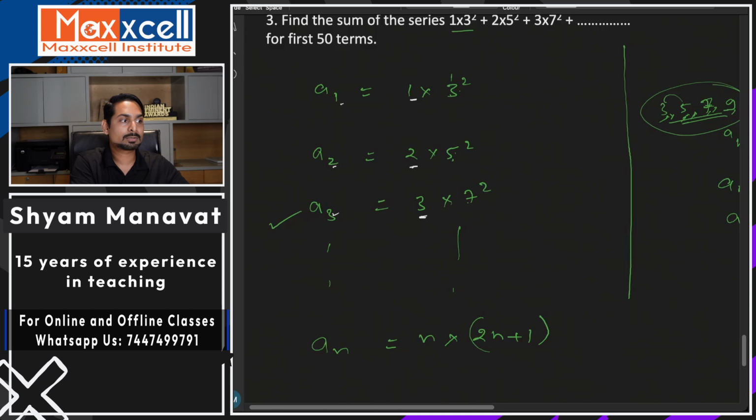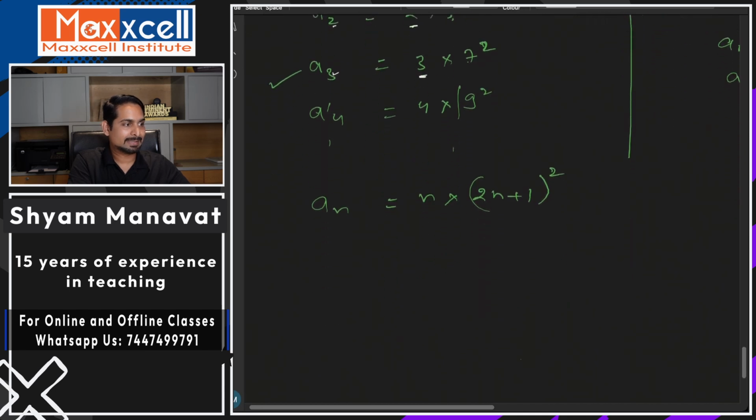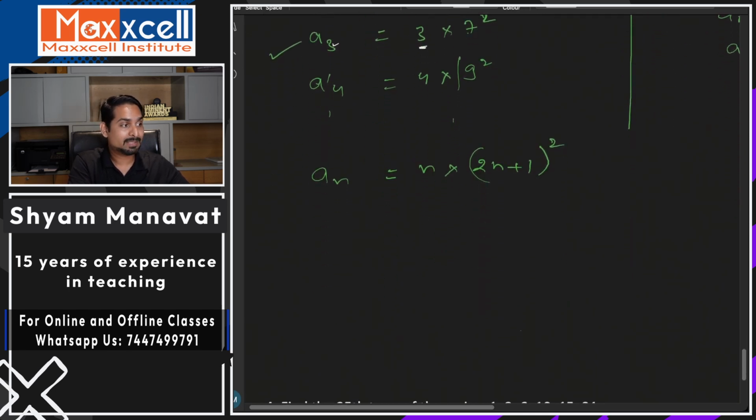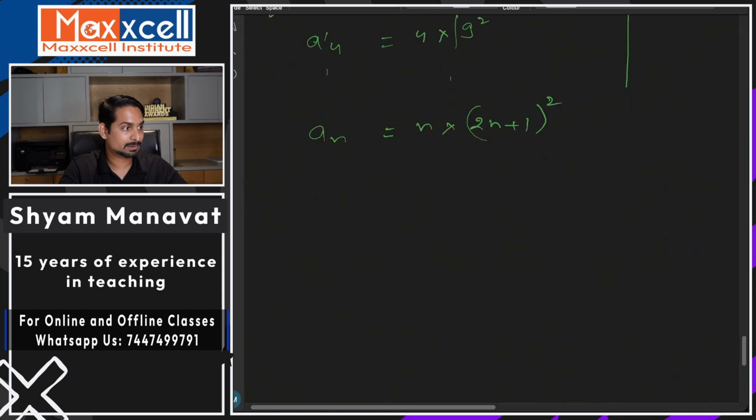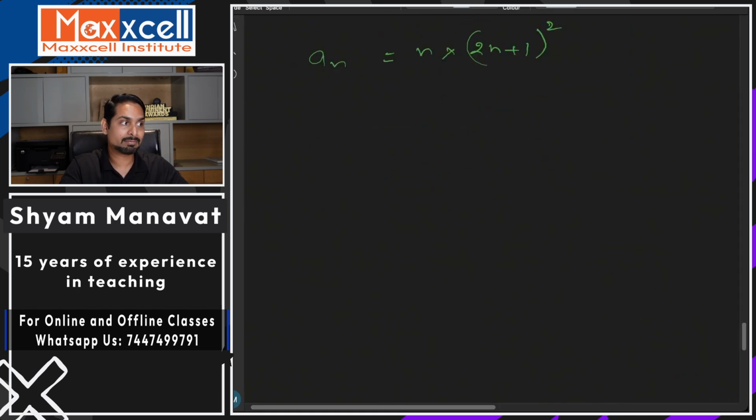And all the more, you got a square in the second part of each term. Do you agree with it? So there is a square in the second part of each term. Okay, yes, we are not done yet. We only found the nth term. The question is not finding the nth term. The question is about finding the sum of the nth terms.